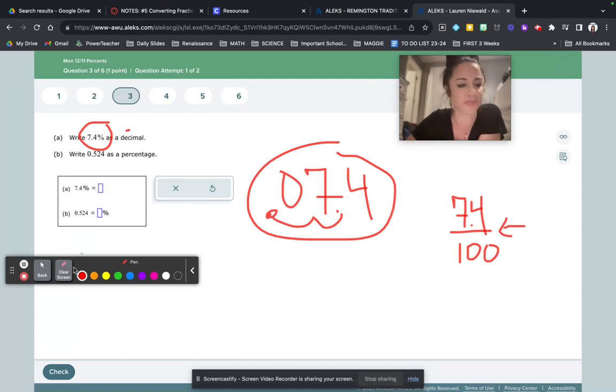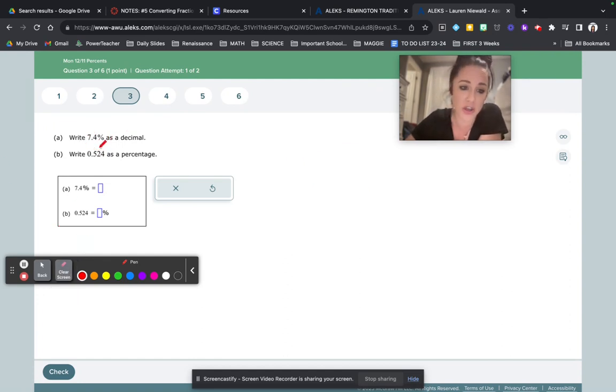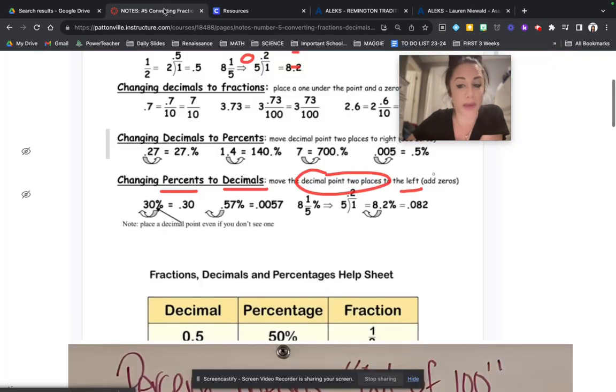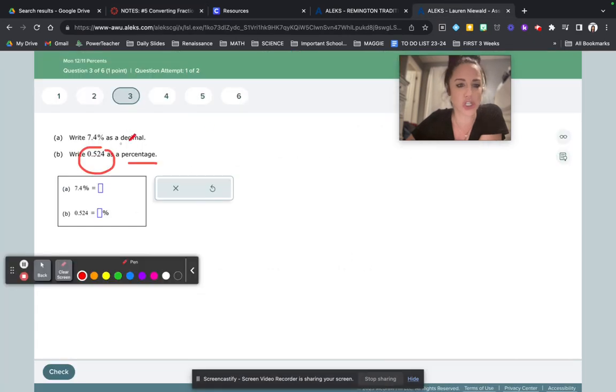Cool. Okay. Second question, we start with a decimal and we want to go to a percent. So if we look back at our notes, we want to go from a decimal to a percent, right? So if we are at a decimal, such as this, my handwriting is just atrocious right now. Okay, we're at a decimal, right? And we want to go to a percent.